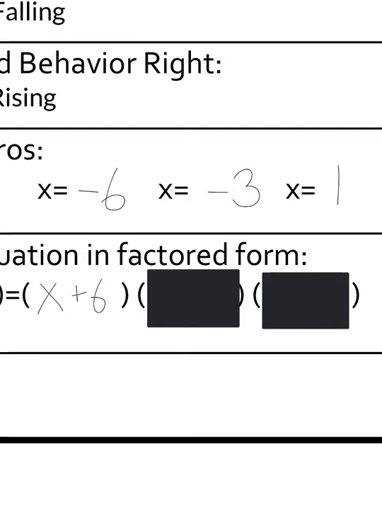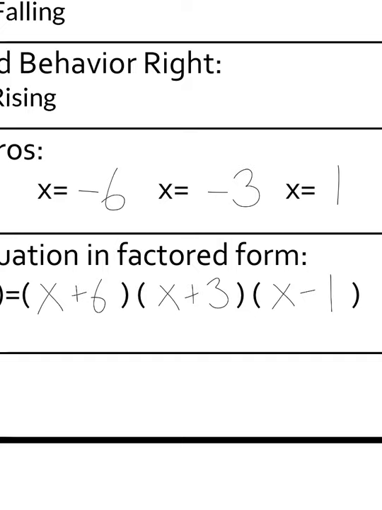You might see the shortcut here. The shortcut is that you can literally just change the sign. So instead of it being x equals -6, the factor is x plus 6. So that means that the factor in the second one is going to be x plus 3, and that last factor is x minus 1, because you would have to subtract 1. All right, let's move on to number 8.